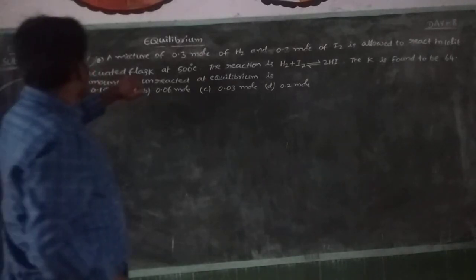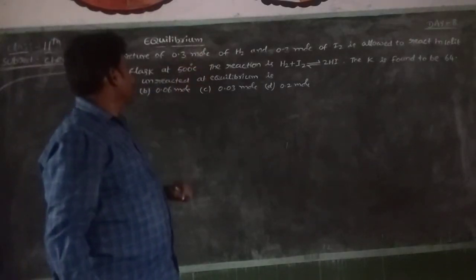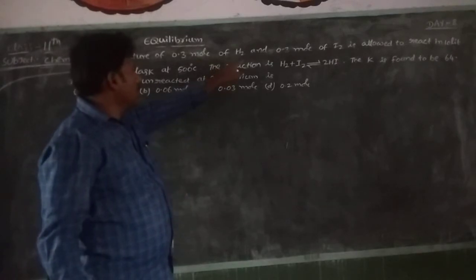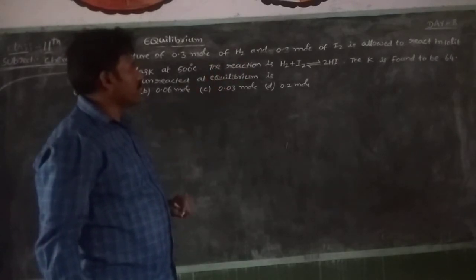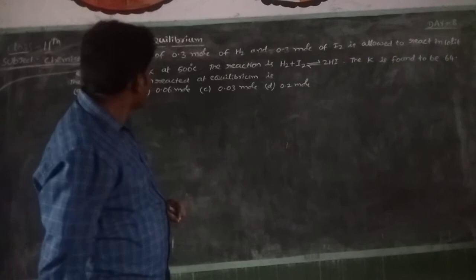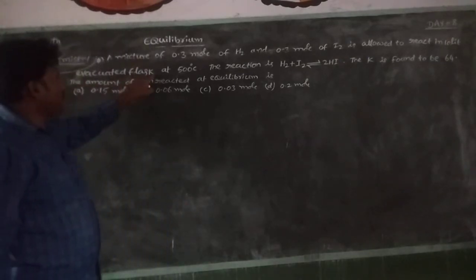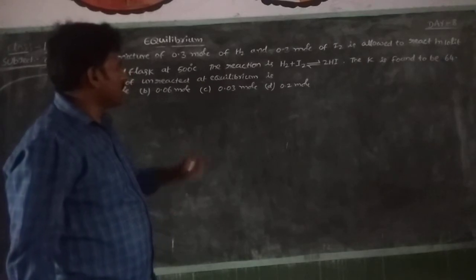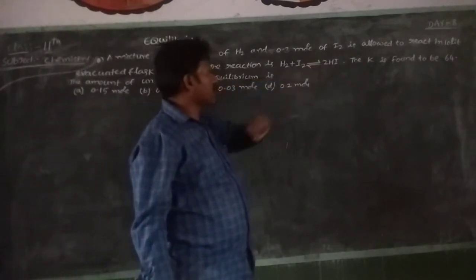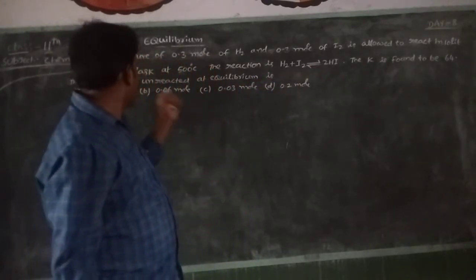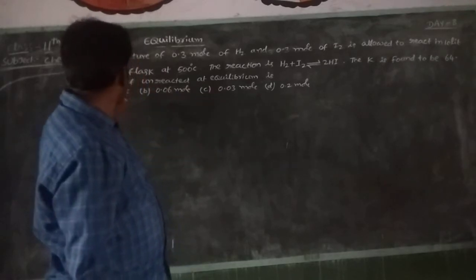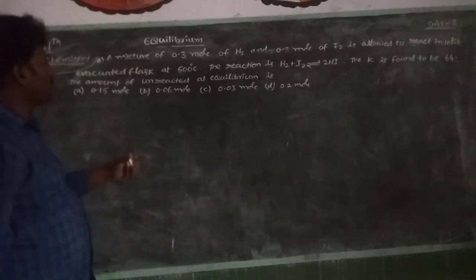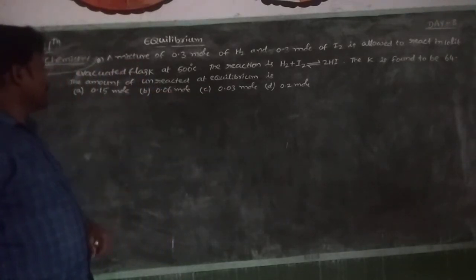Next problem: a mixture of 0.3 moles of H2 and 0.3 mole of I2 is allowed to react in a 10 liter evacuated flask at 500 degrees Celsius. The reaction is H2 plus I2 reversible reaction 2HI. Kc is already given, 64. The amount of unreacted H2 at equilibrium is asked, options are already given.